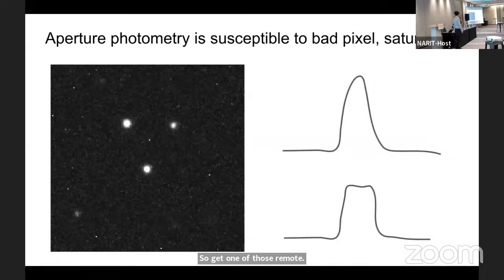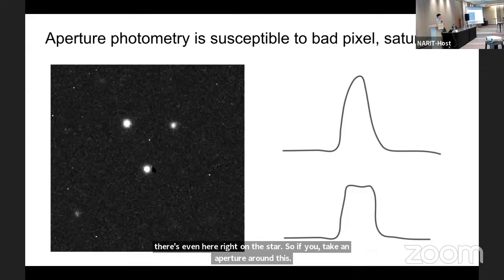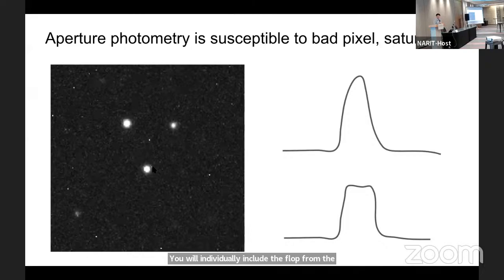Another reason is that aperture photometry is susceptible to bad pixels, cosmic ray hits, saturation, and all those image artifacts. The reason is that it doesn't make any assumption, and doesn't make any attempt to mitigate those issues. In this image, it shows up a bit on the screen, but you can see there are some hot pixels here, and even one right on the star. So if you take an aperture around this, you will include the flux from this hot pixel that is not real, not from that star, into your measurement.